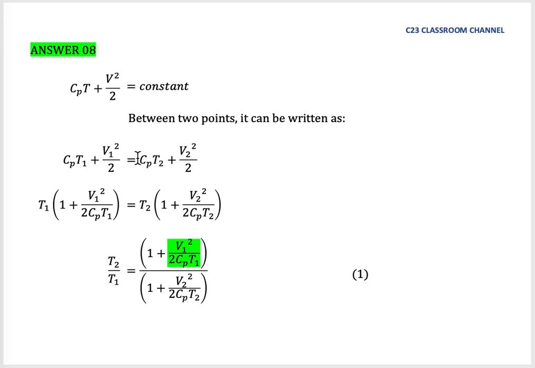From the question, we know that Cp T plus V squared over 2 is a constant. So if we have 2 points, it can be written as Cp T1 plus V1 squared over 2 equal Cp T2 plus V2 squared over 2. Then this equation can be simplified, and finally we can write it in terms of the ratio T2 over T1, and we get this term. We state this equation as equation number 1.